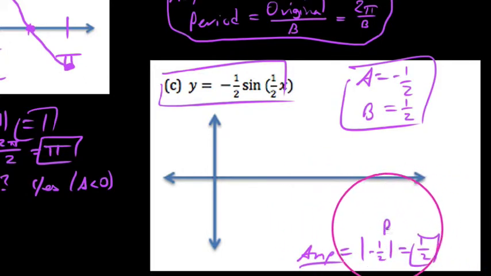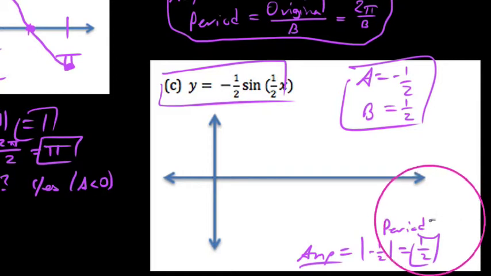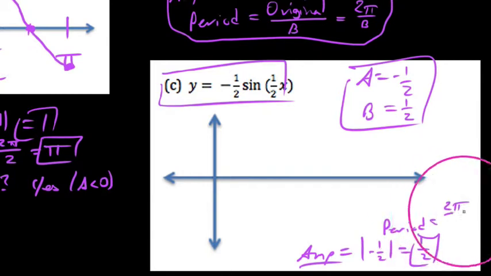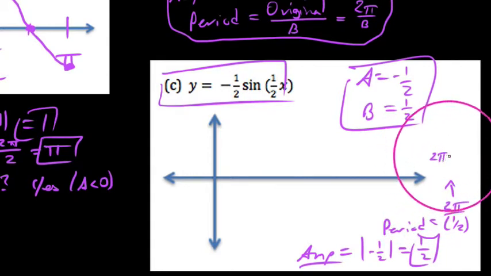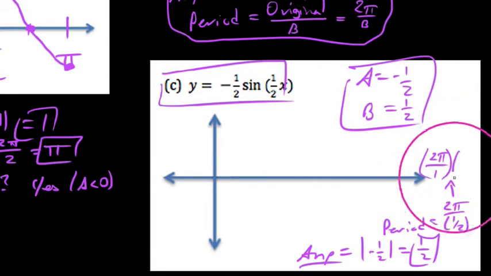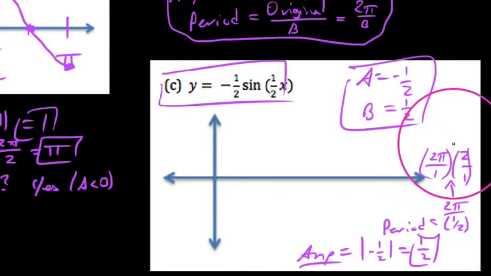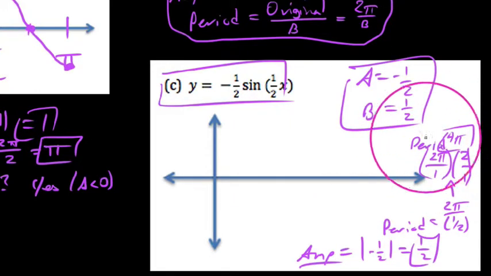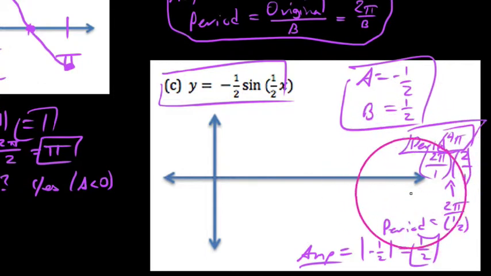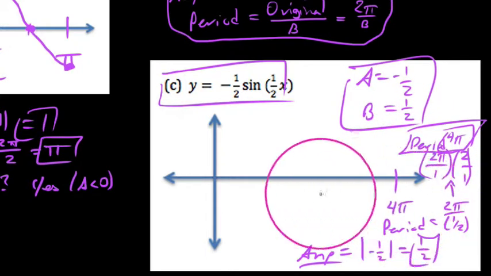We say the period of this graph is 2 pi over b. Now, the interesting thing here is it's 2 pi over 1/2. And that's the same thing as 2 pi over 1, which is what 2 pi is, times the reciprocal of 1/2, which is 2 over 1. And so multiplying straight across, we get 4 pi. Oh my goodness, the period is up right here. It's 4 pi. Okay, so we're going to go out 4 pi, cut that in half.